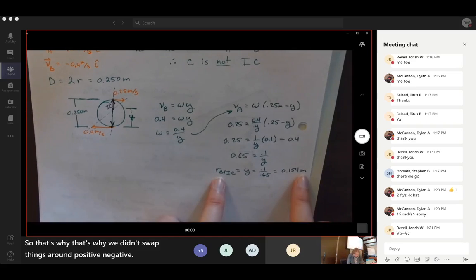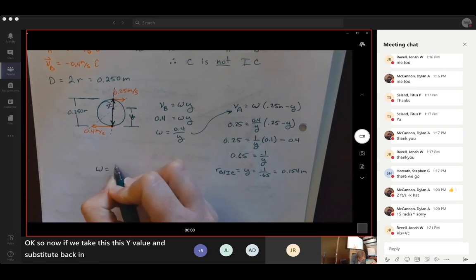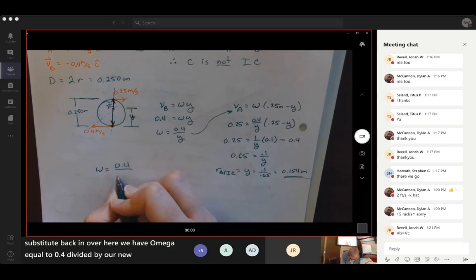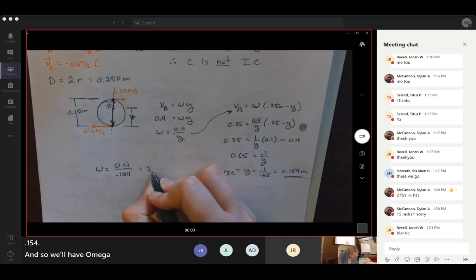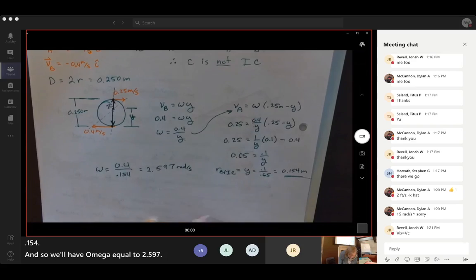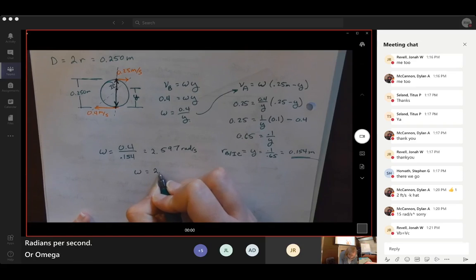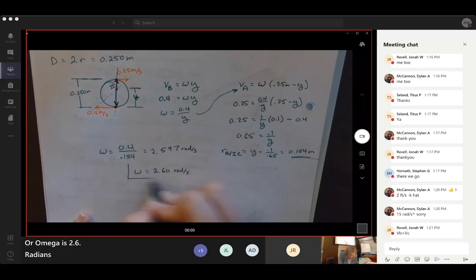Okay, so now if we take this y value and substitute back in over here, we have omega equal to 0.4 divided by our newfound y of 0.154. And so we'll have omega equal to 2.597 radians per second, or omega is 2.6 radians per second.